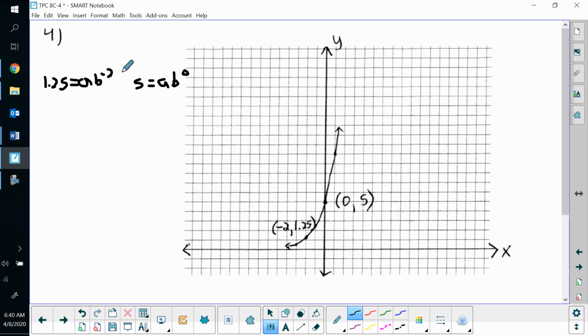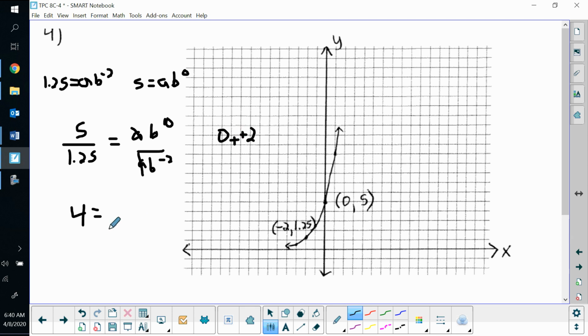So 0 is a bigger exponent than negative 2, so that stuff will go on top. So we'll have 5 over 1.25 equals ab to the 0 over ab to the negative 2. This is a 0 here, it's poorly drawn. All right, so in our calculator, if we do 5 divided by 1.25, that's going to give us 4. The a's divide out. And we've got to be careful here. 0 minus a negative 2. Minus a minus becomes a plus, so we're really going to have b to the second.